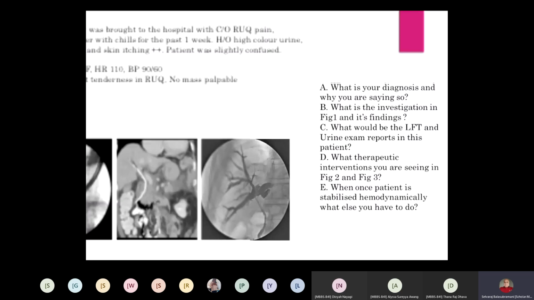Now the stone is still there. But you have managed the cholangitis, suppurative cholangitis. You have drained the infected bile. You have given a lot of broad spectrum antibiotics. Patient is settled down, hemodynamically normal. Now what else do you have to do? The stone is still there. So what do you have to do now?